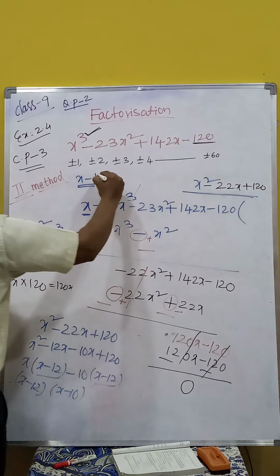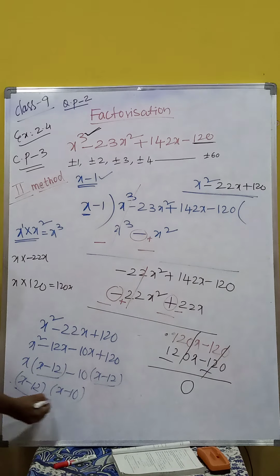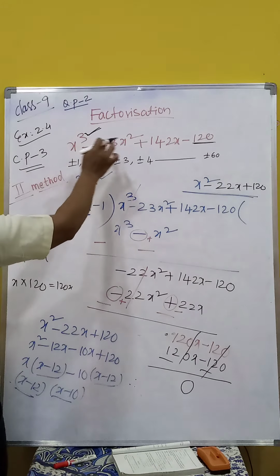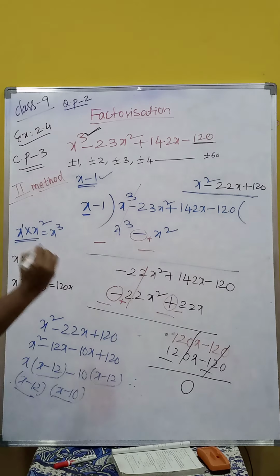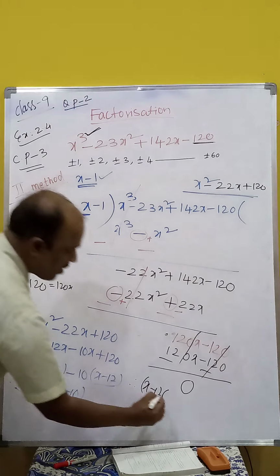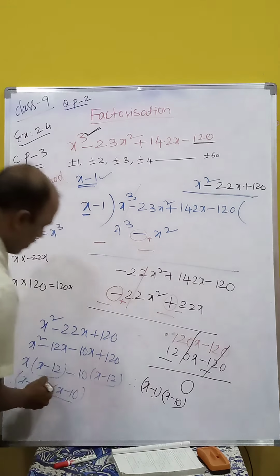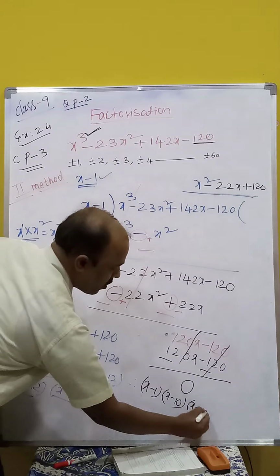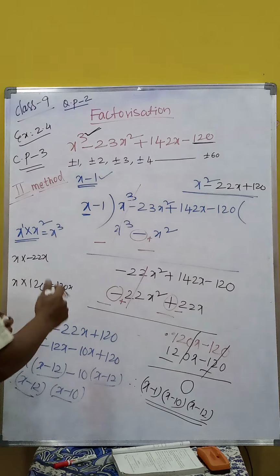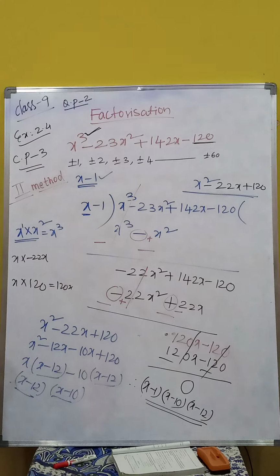First one, x minus 1 is a factor. Now x minus 12, x minus 10. Therefore, finally, the factors of x cube minus 23x square plus 142x minus 120 are: the first one is x minus 1, the second one is x minus 10, and the next one is x minus 12. Total 3 factors because the degree is 3. This is the way to solve by the second method. Children, whichever is easy for you, you can choose and solve the question.